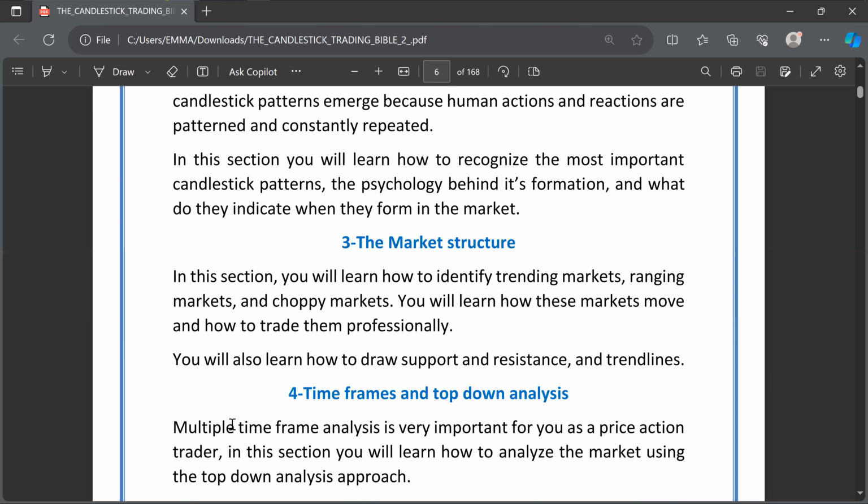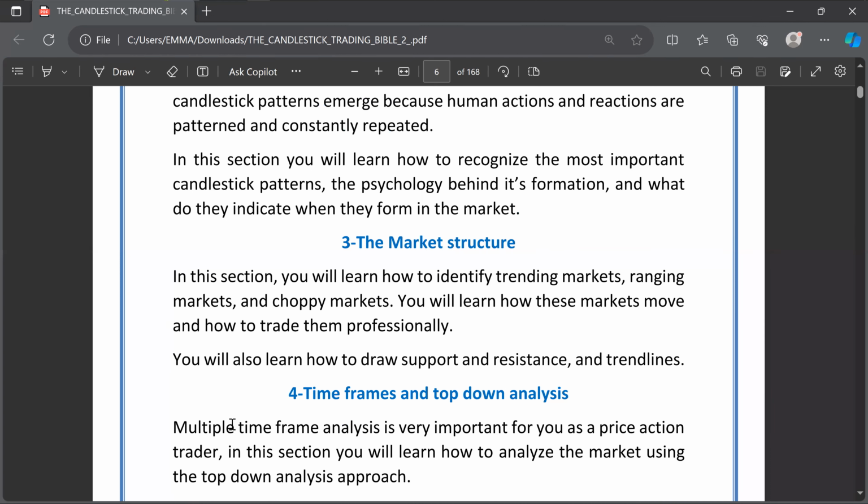Then we talk about market structure. In this section, you will learn how to identify trending markets, ranging markets, and choppy markets. We even have the fourth one. So we have the trending market, which consists of the uptrend and the downtrend. You have a look at all these things.